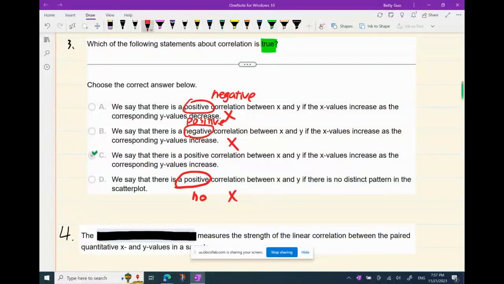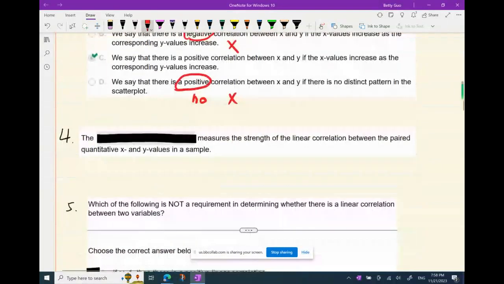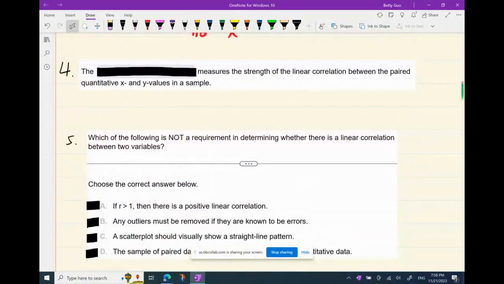Any question about this problem? I think it's pretty straightforward, especially if you have a good foundation in algebra and you have taken the chapter on straight lines and linear equations in two variables. Number 4, what measures the strength of the linear correlation between x and y? Linear correlation coefficient, right? The notation for the linear correlation coefficient is the lowercase letter r.